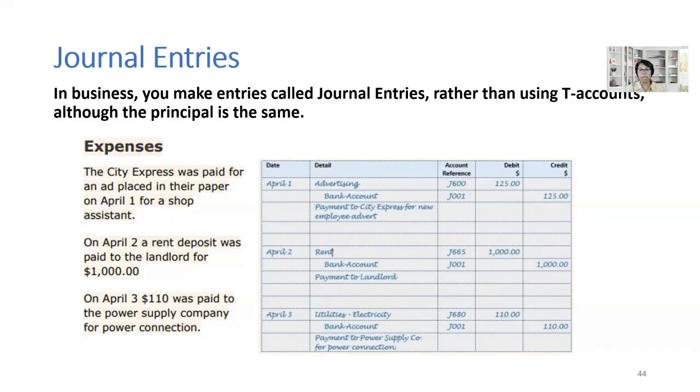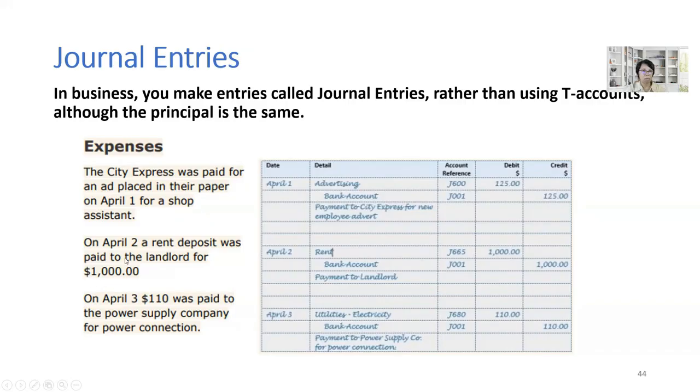So we're going to debit advertising. Over here, this is just a journal entry reference, and you don't have to worry about that. Debit advertising. See, it's under the debit column. And you're going to credit bank account, because advertising expense was debited, it went up, and your bank account was credited, so it went down. And then you just put the description right here.